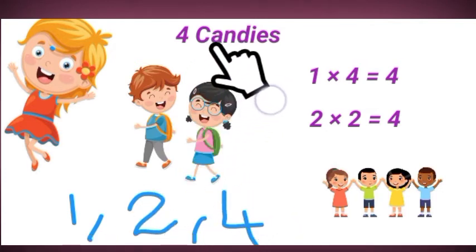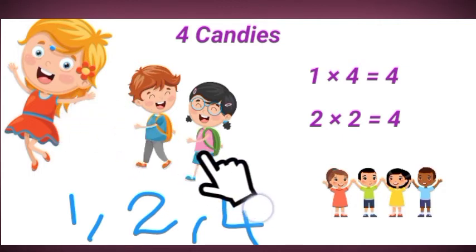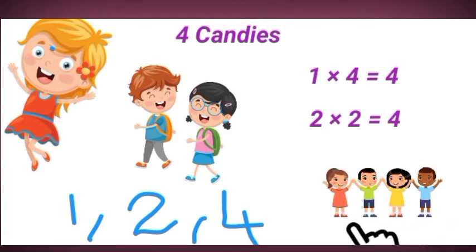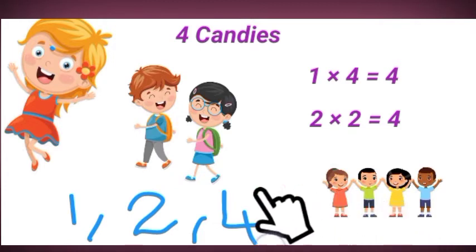So the 4 candies can be given to one child, or it can be divided among 2 children, or it can be divided among 4 children. So those are the factors. Without a remainder we are distributing. So that is called factors. Without remaining, if we can distribute, that is called factors. Understand children? Now let us see another example.